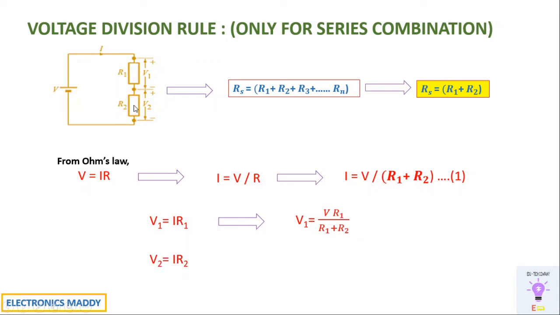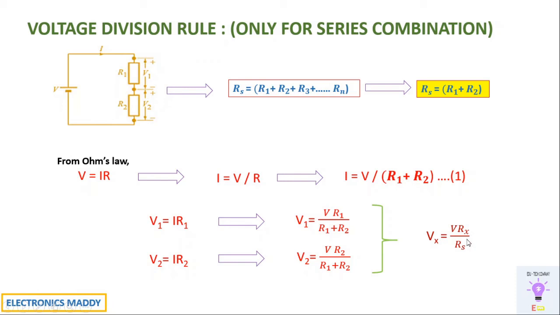Similarly, can we write voltage drop across R2 as V2 is equal to I into R2? So again, we can substitute for the value of I. So V2 is equal to V into R2 by R1 plus R2. So commonly looking at these two expressions, what can we say? We can write it in general as Vx is equal to V into Rx by Rs. So if you want to find V1, substitute x is equal to 1. So V1 is equal to V into R1 by R1 plus R2. This is the effective resistance. Again, if you want to find V2, we can substitute x is equal to 2, V2 is equal to V into R2 by R1 plus R2.